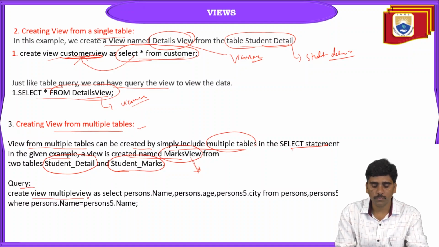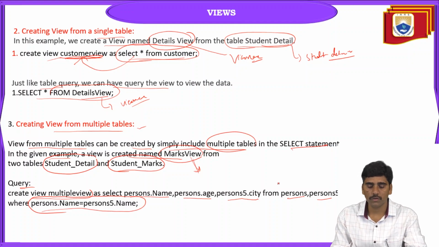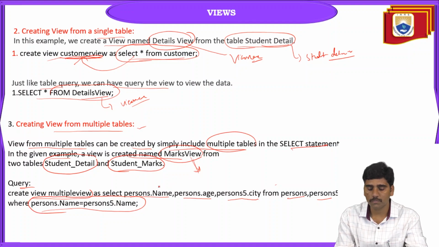CREATE VIEW multiple_view AS SELECT persons.name, persons.age, persons5.city FROM persons, persons5 WHERE persons.name = persons5.name. So here we are going to create a view called multiple_view with the columns name and age from the persons table and city from persons5. So now multiple_view can have the name, age and city.